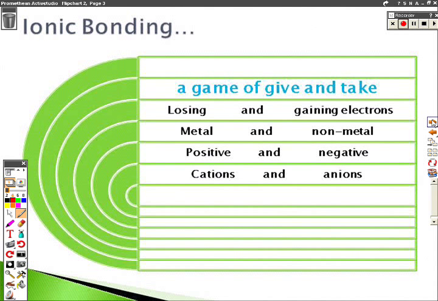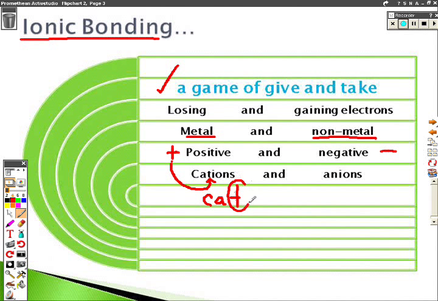So far, what have we learned? We've learned that with ionic bonding, it's a game of give and take. There's a loss and a gain of electrons between a metal and a nonmetal. Metals become charged positive, nonmetals become charged negative, and the fancy word for that is cation and anion. If you'll notice, there's a plus right in the word cation. C-A-T-I-O-N.